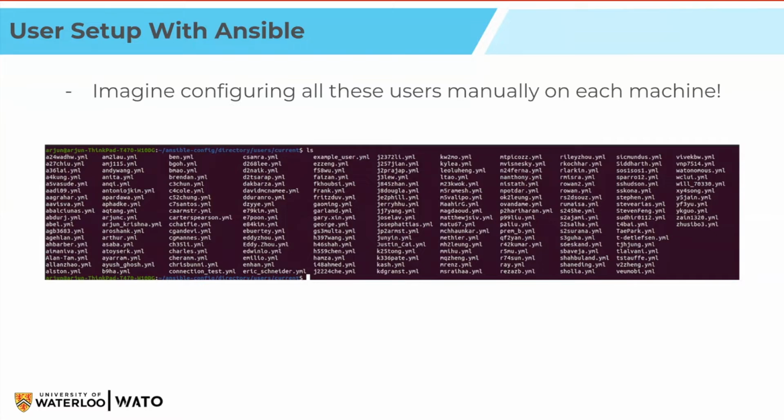So if you can imagine, these are currently all of the users that we have on our server cluster, and a lot of different configuration has to be done for that. Imagine configuring all these users manually on each of our machines. Would not be fun, would take a long time, and be prone to a lot of errors. So that's why we automate a lot of this using infrastructure as code.